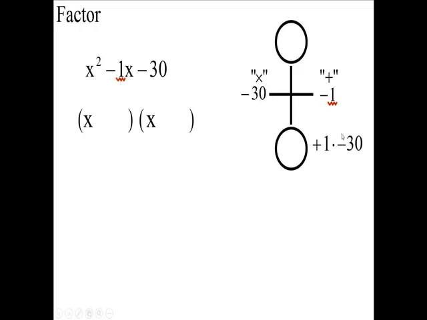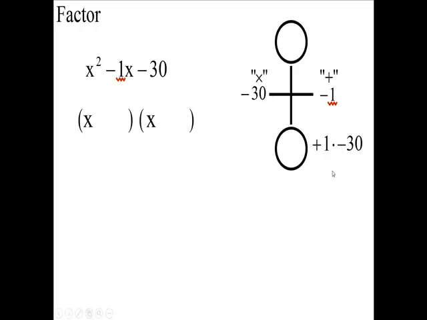So 1 times 30 is 30. 2 times 15 is 30. I'm counting here: 1, 2, 3, 4, 5, 6, and so on. So we're going to start off with 1 times 30. Now the signs have to be different to get a negative 30. You have a plus times a minus to give you a minus. And if we're going to end up with a negative sum, the larger of the two numbers has to be negative.